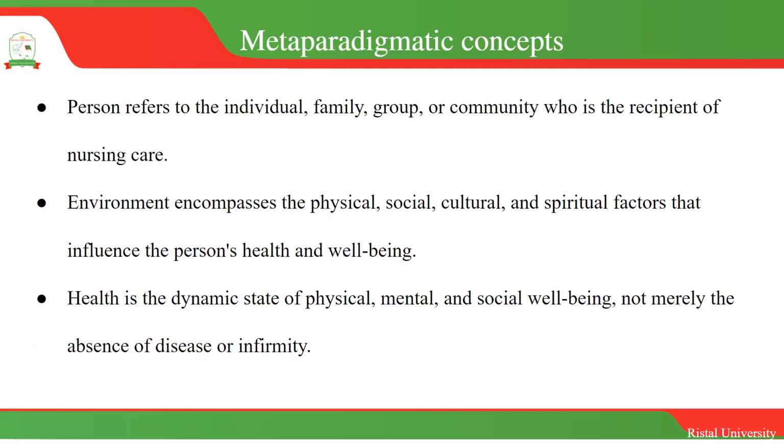So we look at the first one being the person. It can be an individual, a family, a group, or a community. Basically, those who are receiving nursing care. Nursing care can be provided to a single individual, family members, or a family, and then a community as a whole, or a given social group.